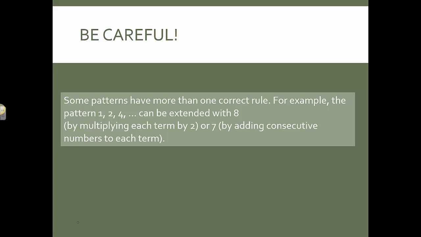I want you to be careful with some of these patterns that you're looking at, because some have more than one correct conjecture that can be drawn. For example, the pattern 1, 2, 4 can be extended with an 8 if you think about multiplying each number by 2, or it could be 7 if you think about adding the consecutive numbers to each term. So think about that when you are making your conjectures. Make sure you have enough in your pattern to come up with the correct rule.